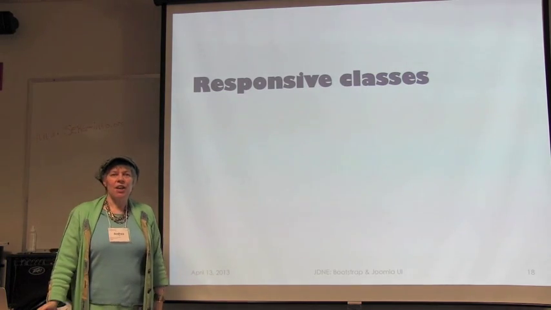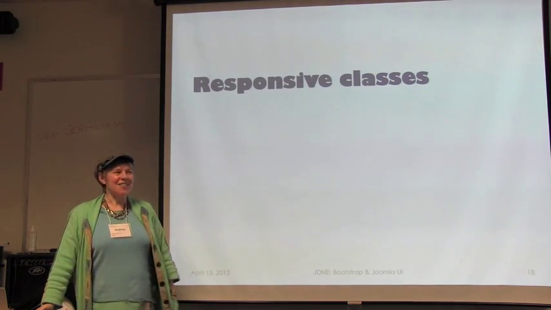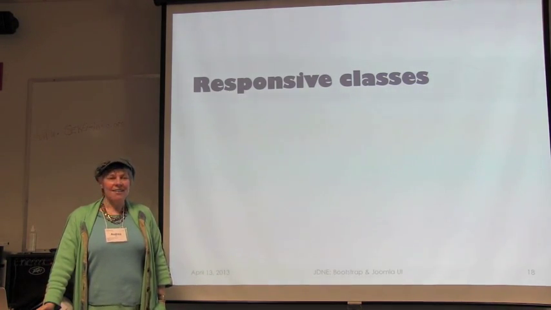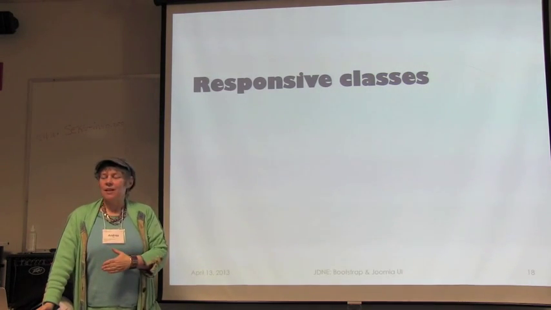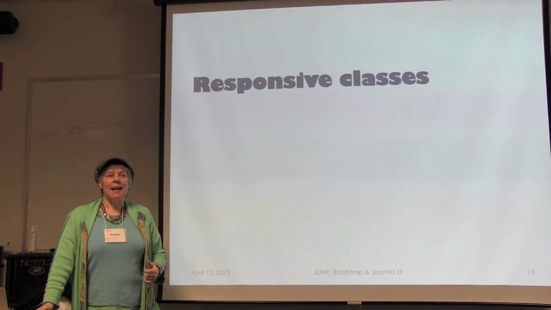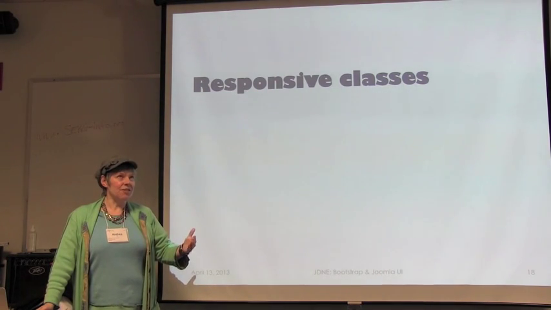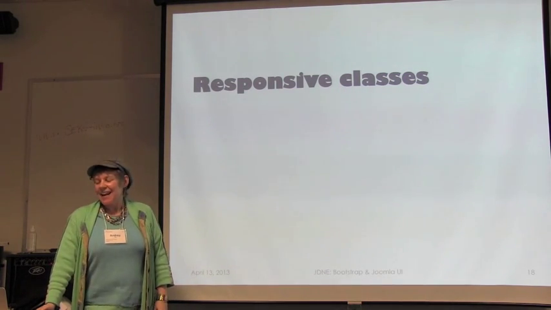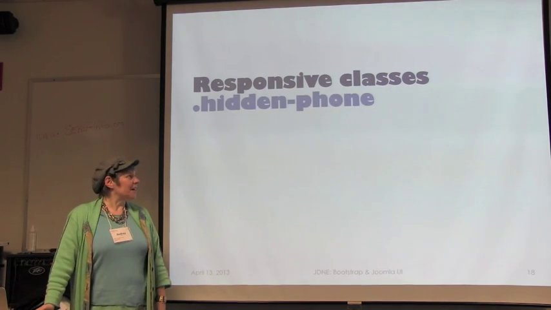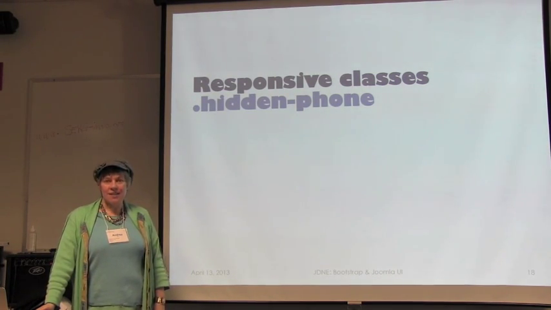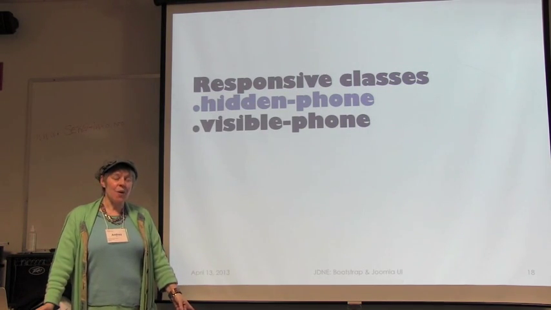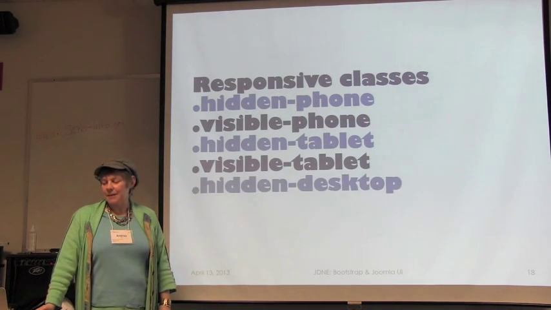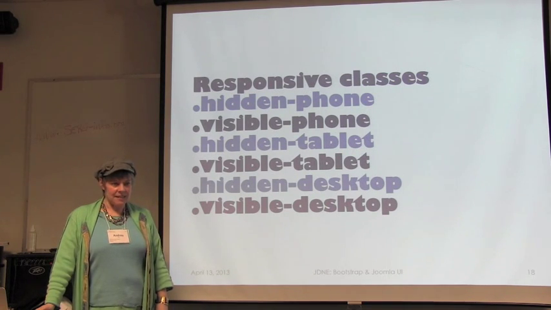So we were listening to Brian talk earlier when he was showing some of his responsive design, how some things showed on the phone but did not show on the desktop, and other things would show on the desktop but not show on the phone. And the classes that you use there, I think he mentioned, would be hidden phone if you don't want it to show on the phone, or visible phone if you want it to show on the phone. And it also has the hidden tablet and the visible tablet, hidden desktop and the visible desktop.